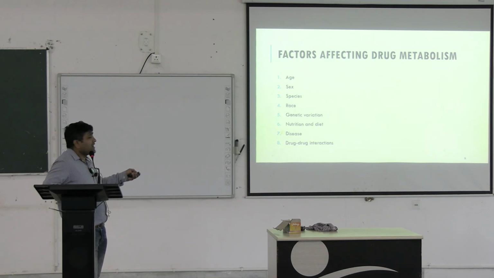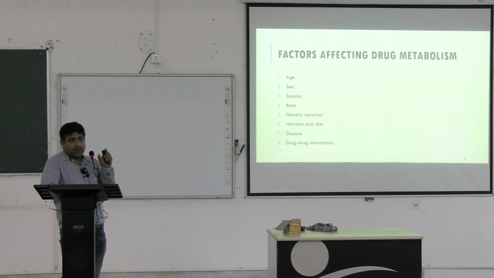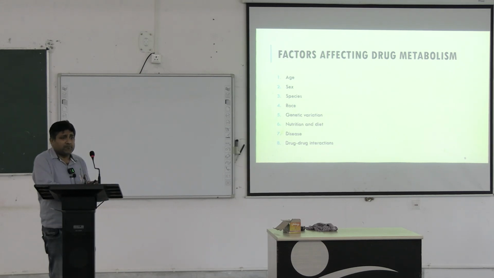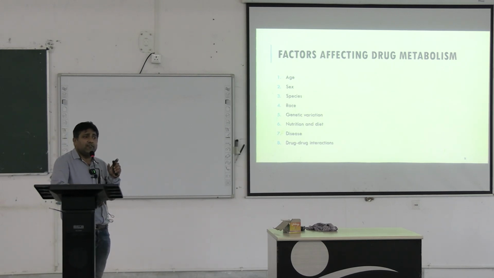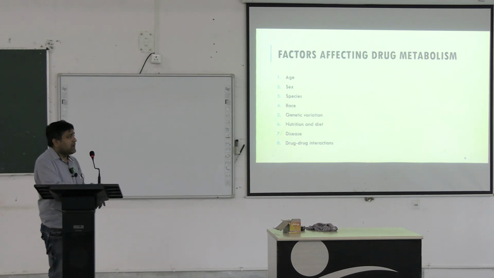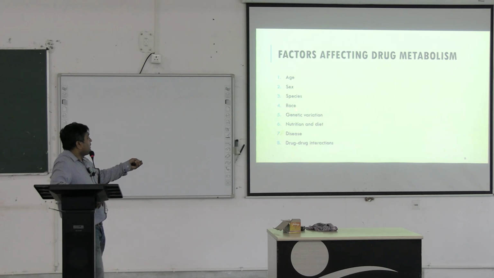Race, like Chinese individuals, they show more symptoms with alcohol, that is nausea, vomiting and others, because they have high alcohol dehydrogenase activity and low aldehyde dehydrogenase activity. So, aldehyde accumulates more in Chinese men, leading to nausea and vomiting. Racial differences are there. Genetic variation, we will be coming to it later.